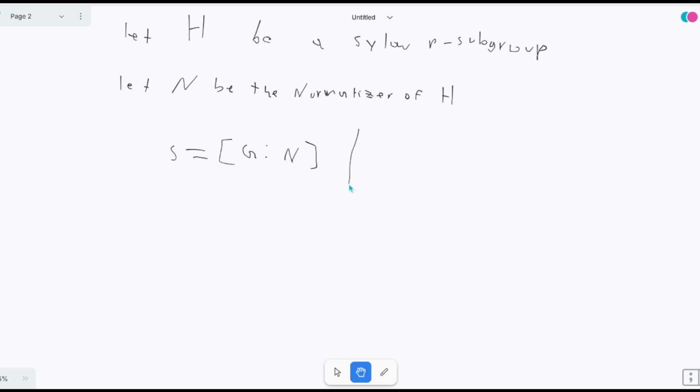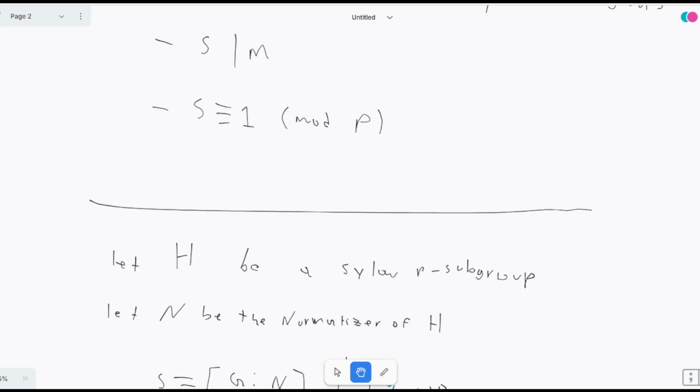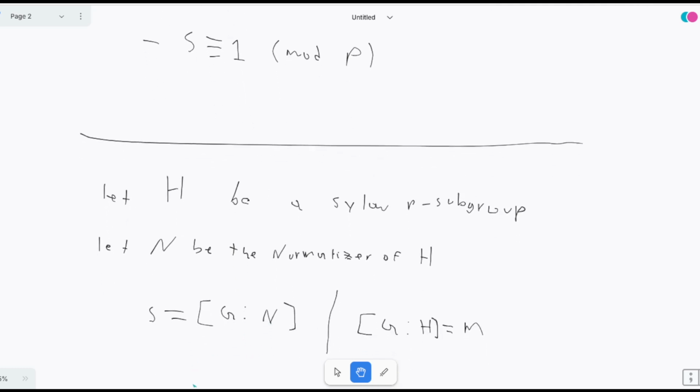And this divides, because H is obviously a subgroup of its own normalizer, so this will divide the index of H in G, which is M. So that's one out of the way. M is a multiple of S. So all that remains is to show that S is 1 modulo P.